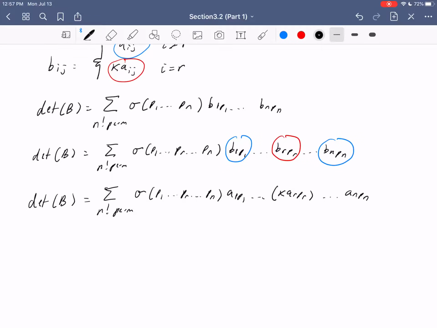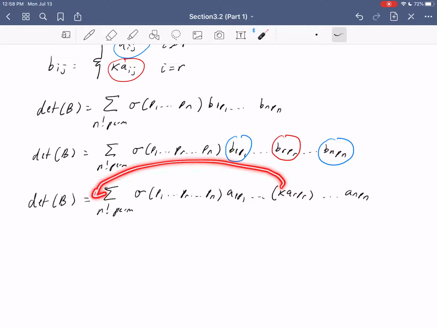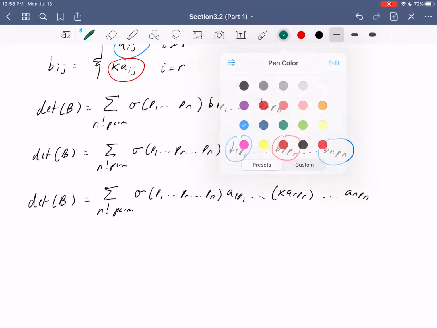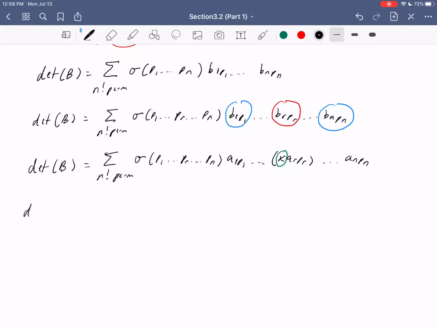Okay. Now, remember, this is a big multiplication of scalars, so you can multiply this however you like. You can put the k out front, but of course you could also just take that k and stick it all the way to the front there. So we're going to now move this k all the way out to the front. So we have the determinant of B is k times the summation over n factorial permutations, sign P1 through PR through Pn, A1P1 down to ARPR down to ANPN.